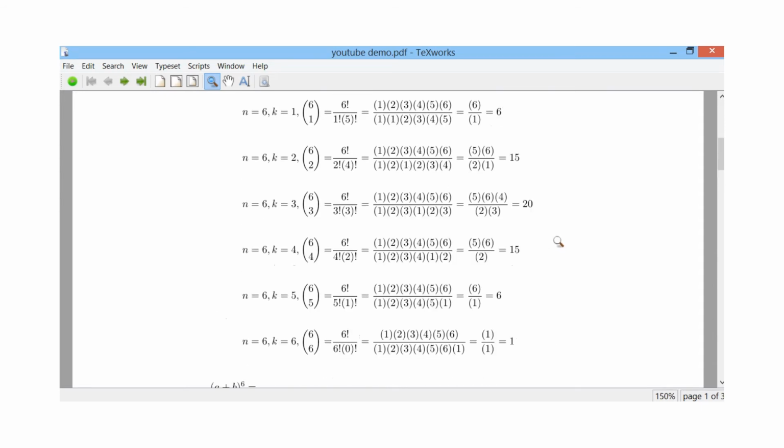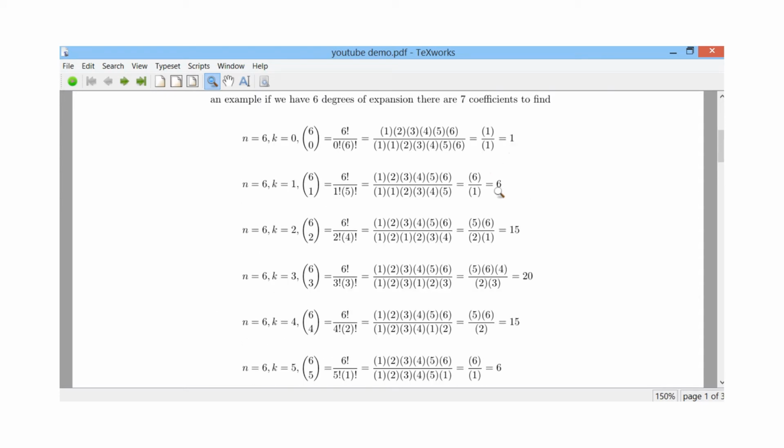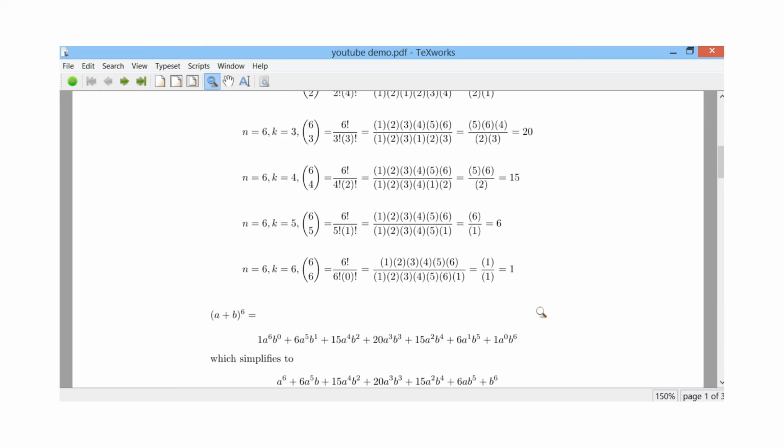So we're going to use our coefficients: 1, 6, 15, 20, 15, 6 and 1. Now we're going to put these in. Starting off with a to the 6, b to the 0, a to the 5, b to the 1, a to the 4, b to the 2, a to the 3, b to the 3, a to the 2, b to the 4, a to the 1, b to the 5, a to the 0, b to the 6.